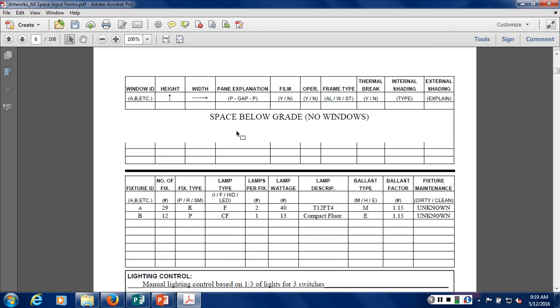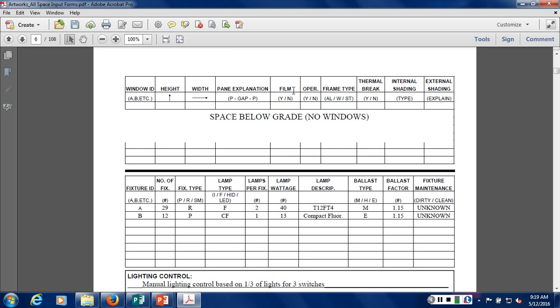On the next page, there's an area at the top to indicate windows, and because this is below grade, there are no windows. But if there were, you put the window identifier, typically a WA, WB, etc., the height, then the width, and then the pane explanation. What size pane glass, what type of gap, and then what type of pane. So a typical commercial building would have 1/4 inch thick glass, 1/2 inch gap, and another 1/4 inch pane. That would be for a double pane window.